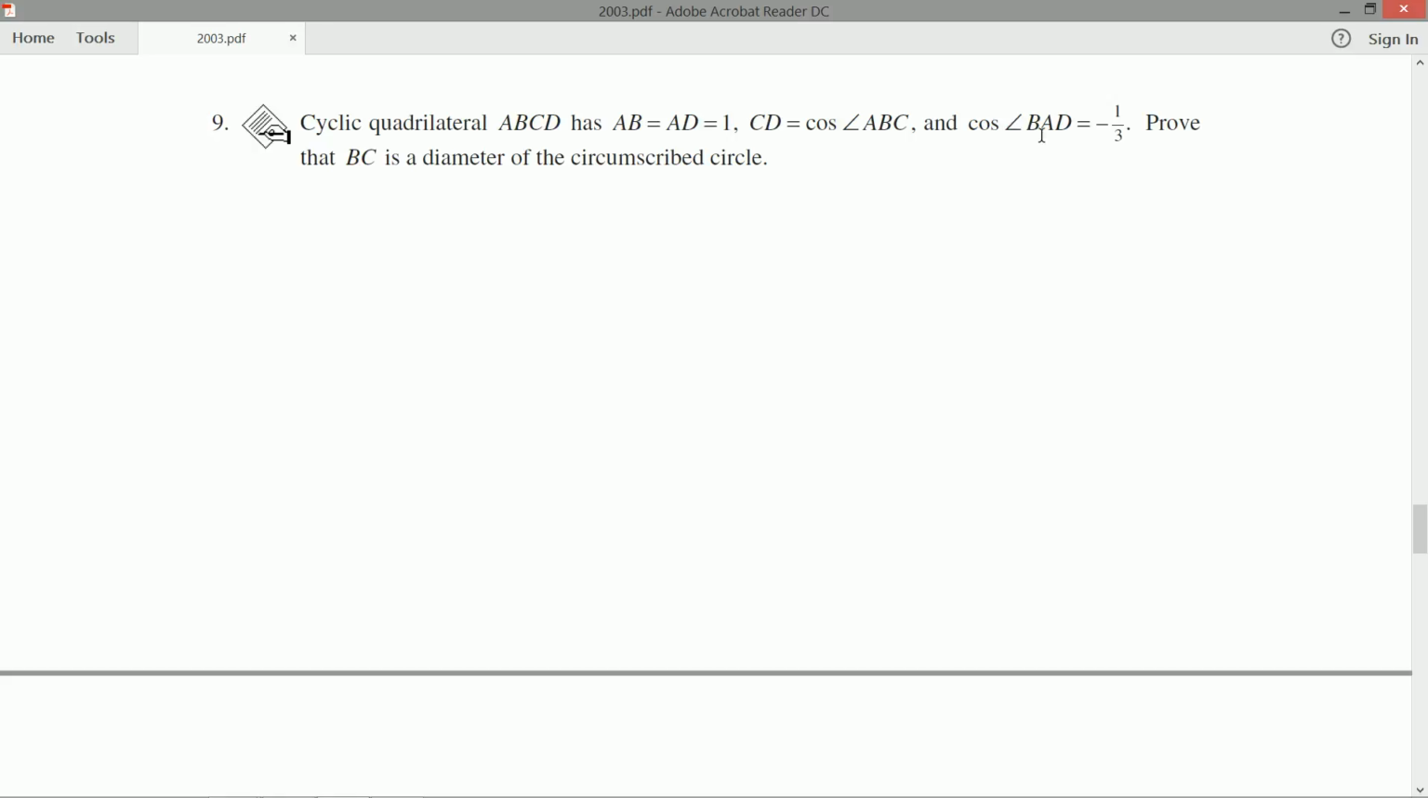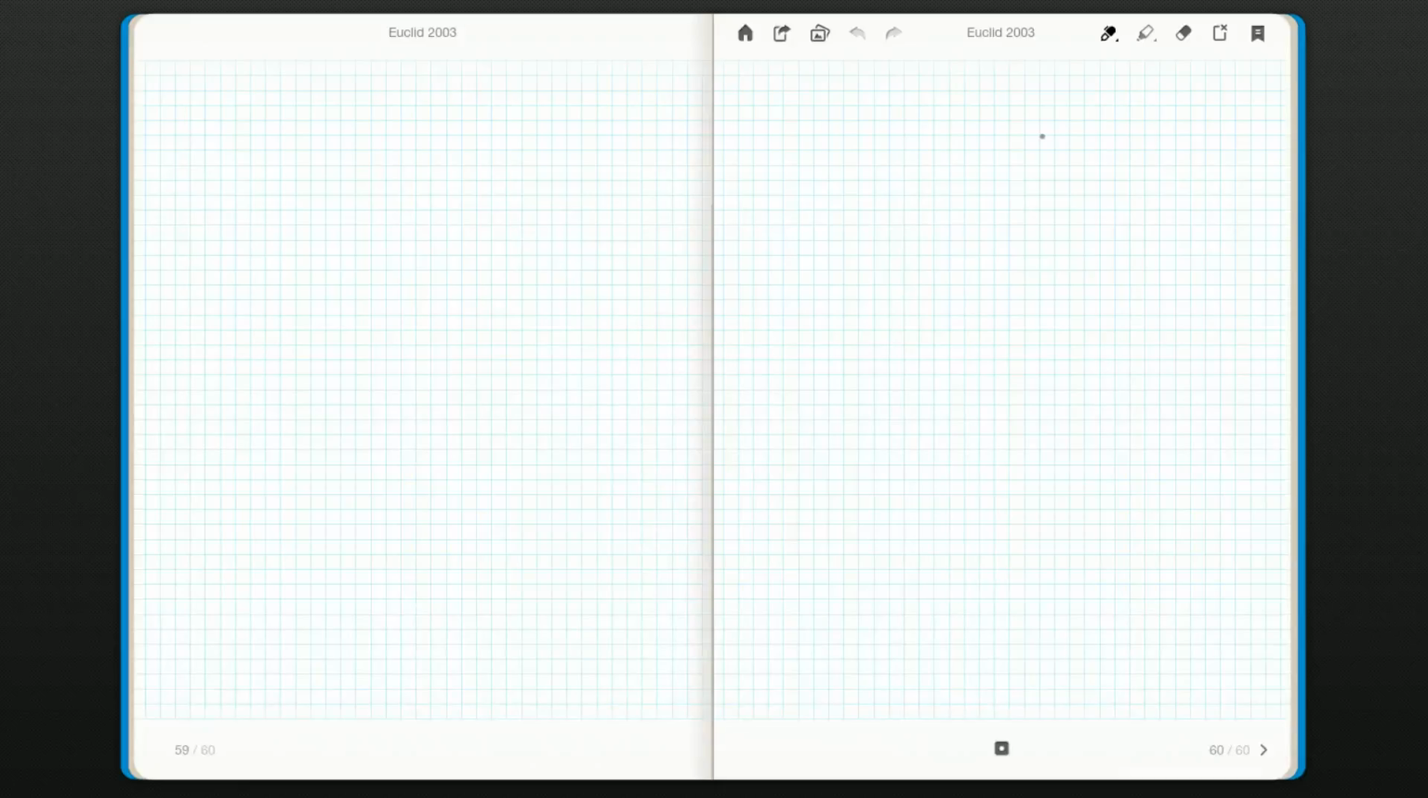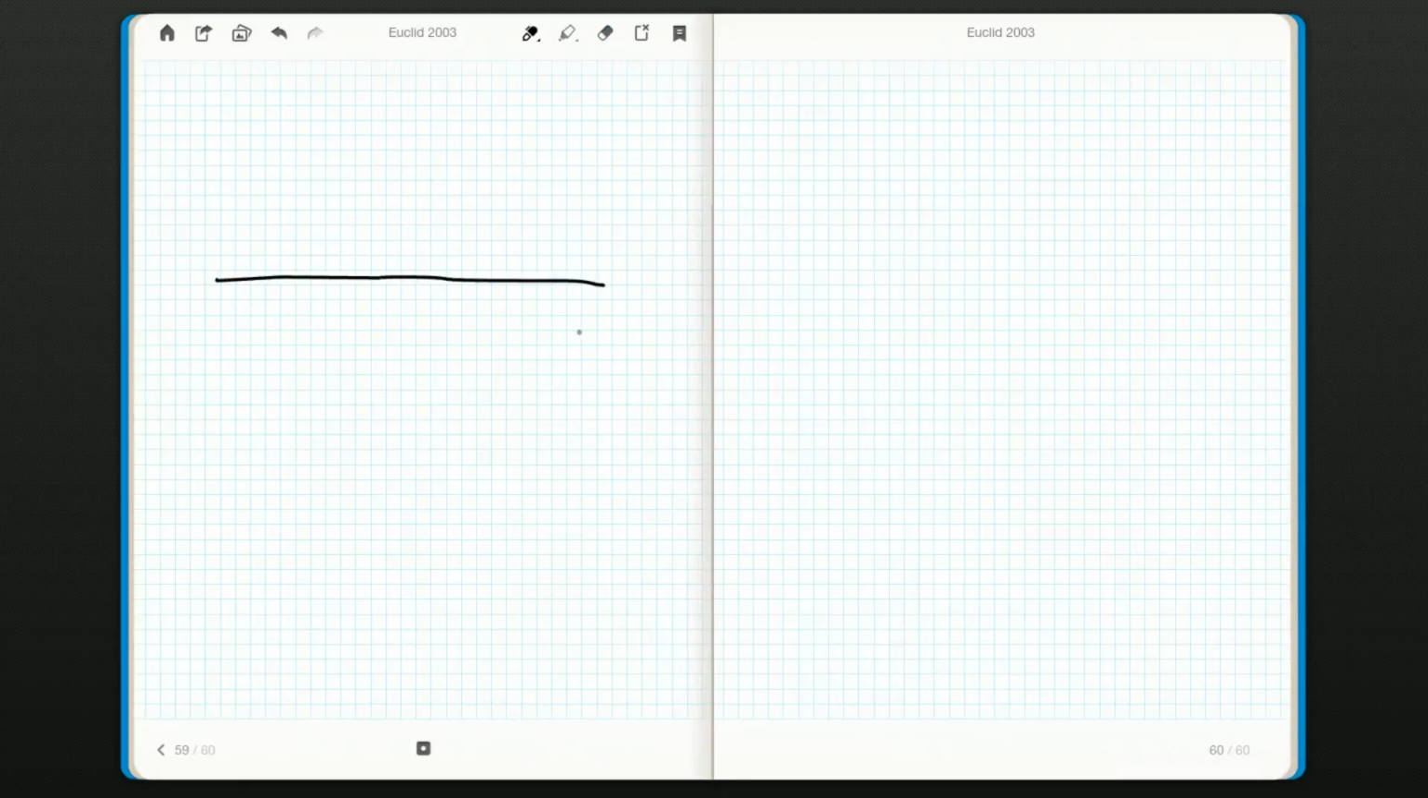So it is a cyclic quadrilateral, so being cyclic, the first thing we should probably do with it is draw a circle around it. How do I want to lay this thing out? So let's go over and draw ourselves a picture. So we want BC to be the diameter. So let's draw ourselves a diameter, and actually, let's draw ourselves a circle, a decent-looking circle first.